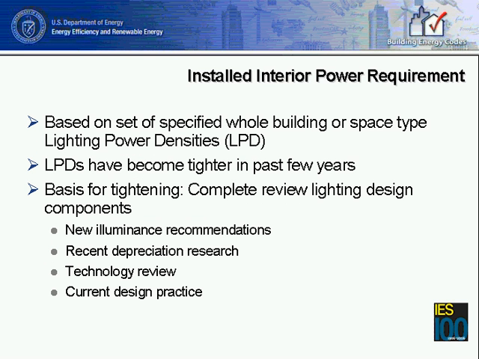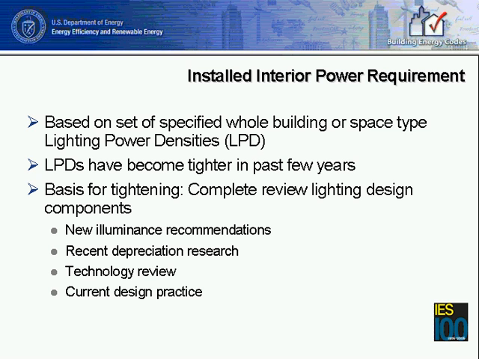Let's take a little bit of time to talk about the main requirement, the installed interior power requirement. This is based on 2 different methods. One is the whole building method of compliance, where you look at your installed lighting compared to one single whole building lighting power density, or LPD, value. Or you can do it on a space-by-space basis, where you look at the individual space types and associated square footages in your building and compare those with an individual space type LPD. In either case, the requirement is that your installed lighting has to meet or be less than the weighted average LPD requirement.